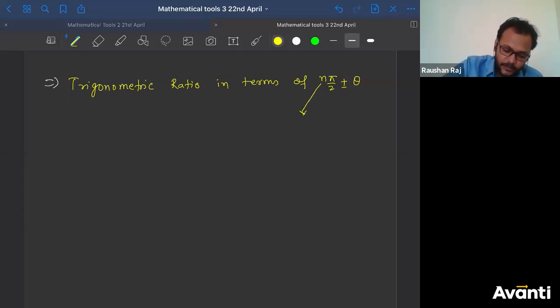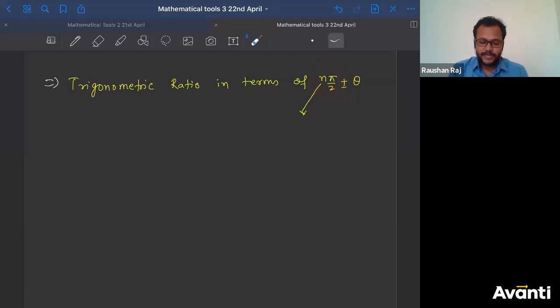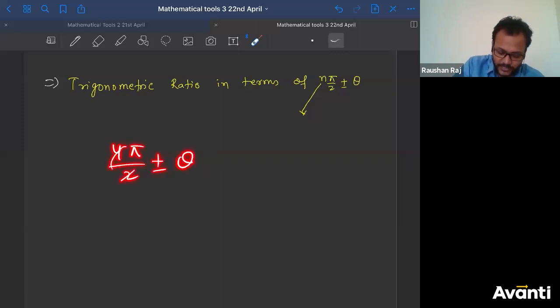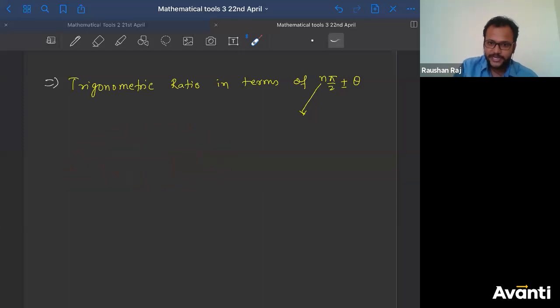Okay, now n pi by 2 plus minus theta, but here n will not be integer. Why am I saying so? See, n can be odd also, n can be even also. When n will be even, what will happen? Now it will become n pi plus minus theta, because let us say n is 4. So 4 into pi by 2 plus minus theta. So 4 by 2 is what? 2. So 2 pi plus minus theta. Then again it will go to n pi plus minus theta form, right?